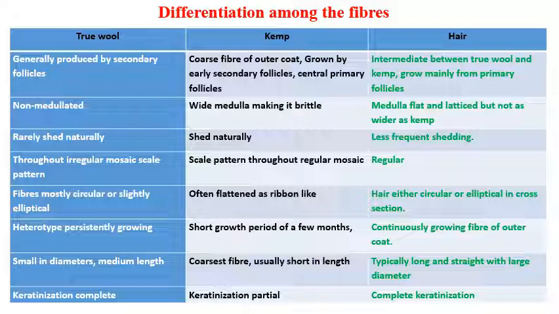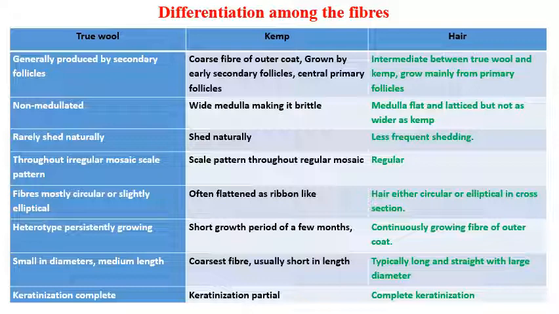In the case of true wool, there is some heterotype fiber persistently growing, so they keep on growing continuously. Whereas in the case of kemp, they have a short growth period of a few months. They do not grow continuously. After some time, they will stop growing. Whereas in the case of hair, they are continuously growing fibers of the outer coat.